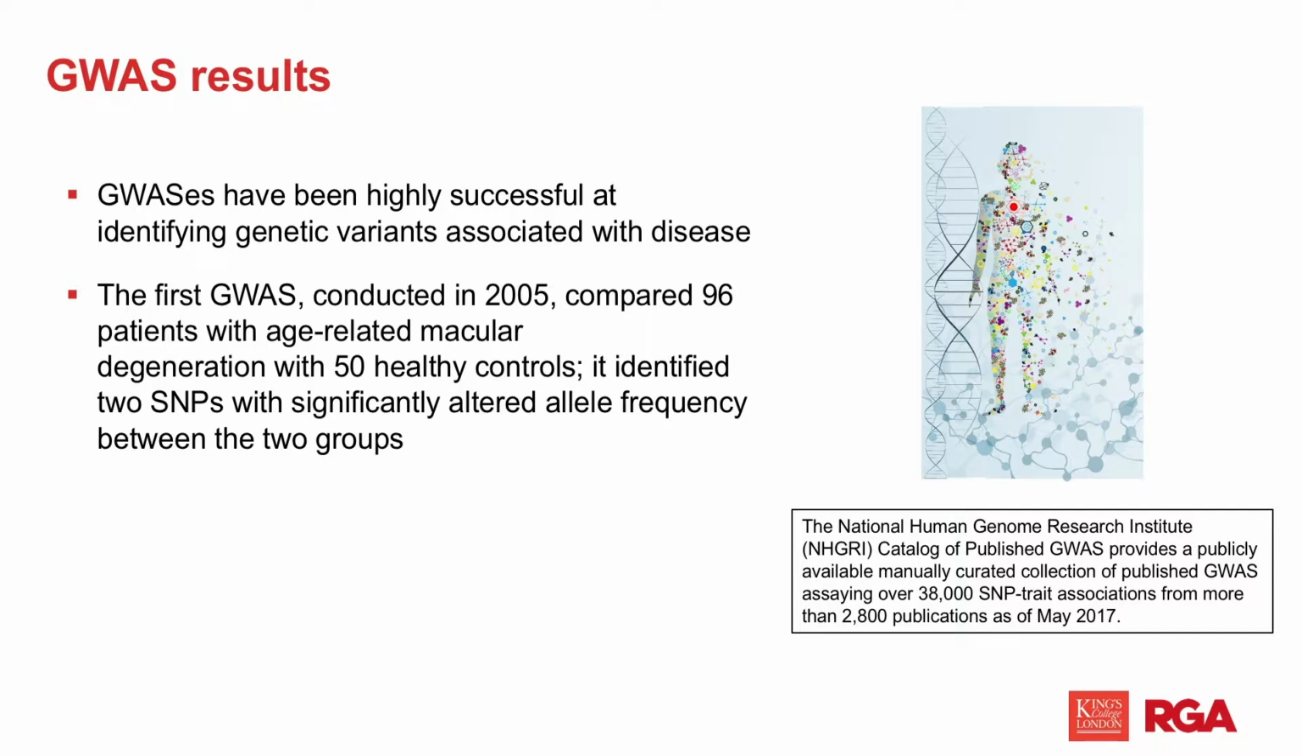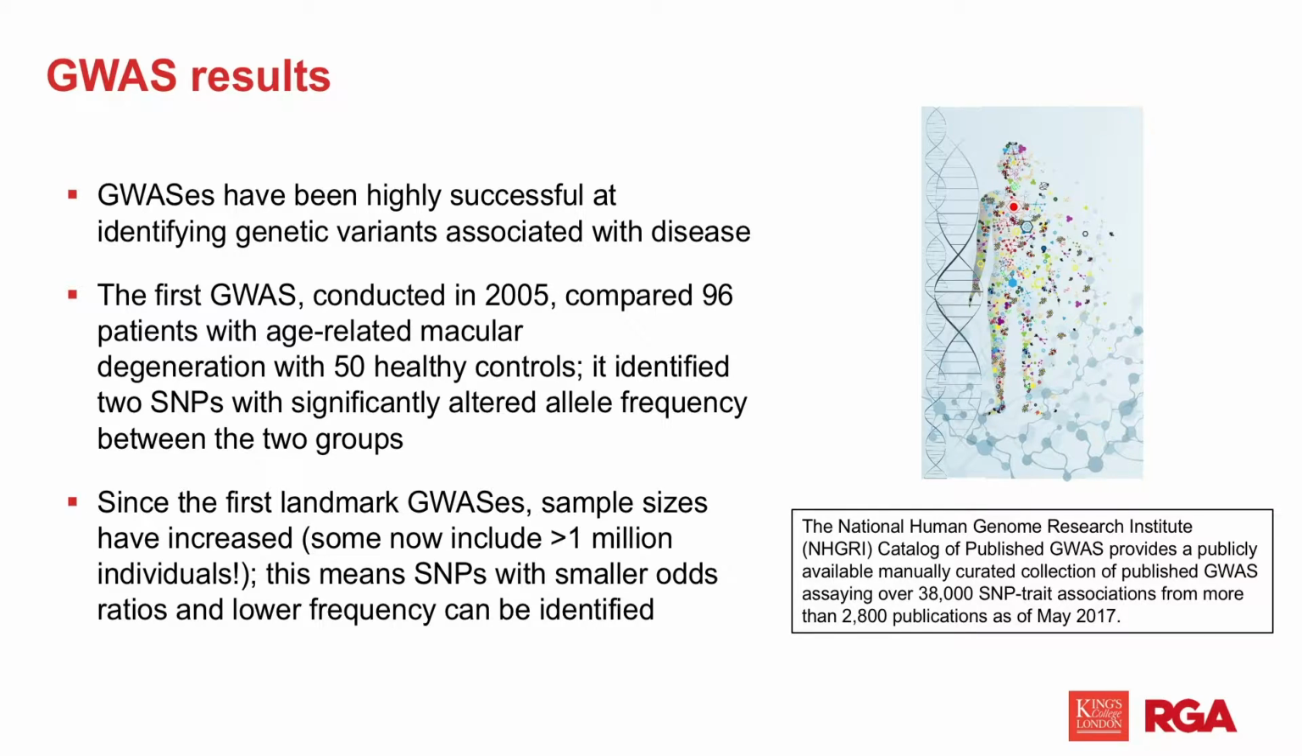The first GWAS was conducted in 2005 and looked at an eye disease, AMD, age-related macular degeneration, and that looked at almost 100 people with that eye disease and 50 people without. That study identified 2 SNPs with very high significance that seemed to be associated with having the disease. Since that study, conducted over a decade ago, scientists have conducted tens of thousands of GWASes, and each one has identified various variants, various SNPs associated with disease, and they're all catalogued for us to be able to understand exactly how that variant affects disease and what's the biological cause for it.